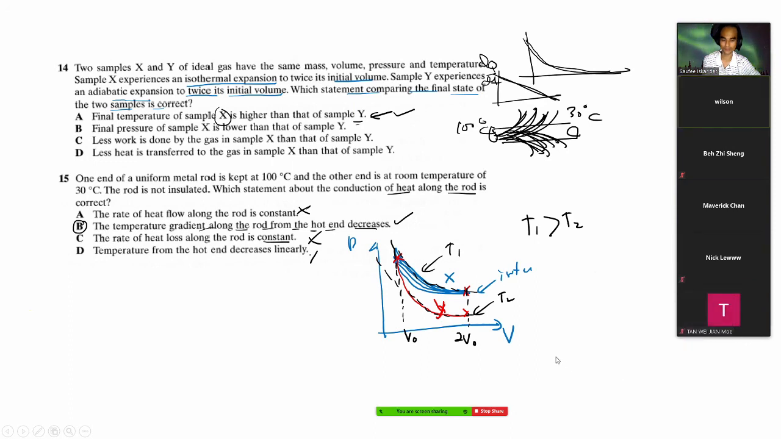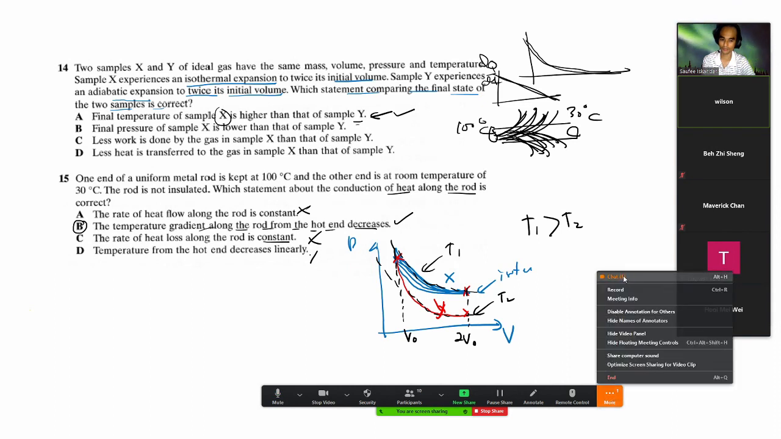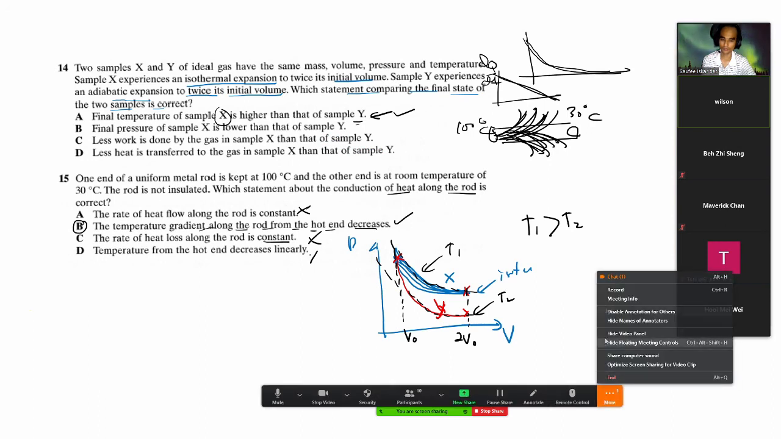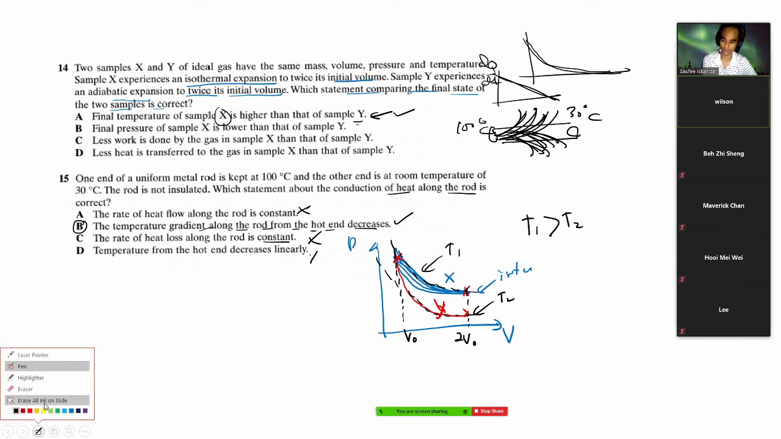Yes, can I explain 14 again? Number 14. Which one, X or Y? Both answers. I don't understand how the volume increases or decreases, and how do you know that the temperature is higher for X?